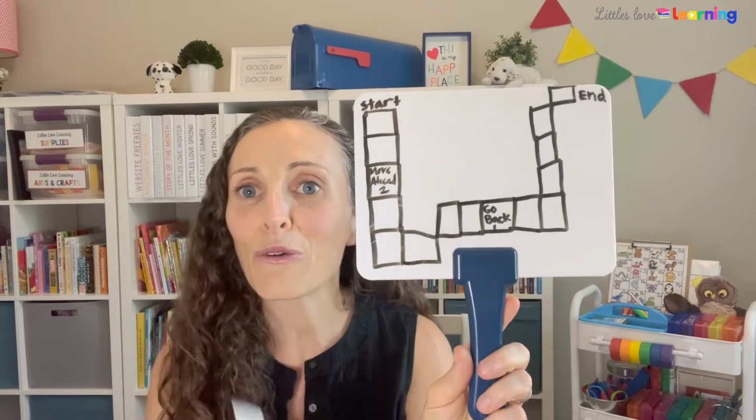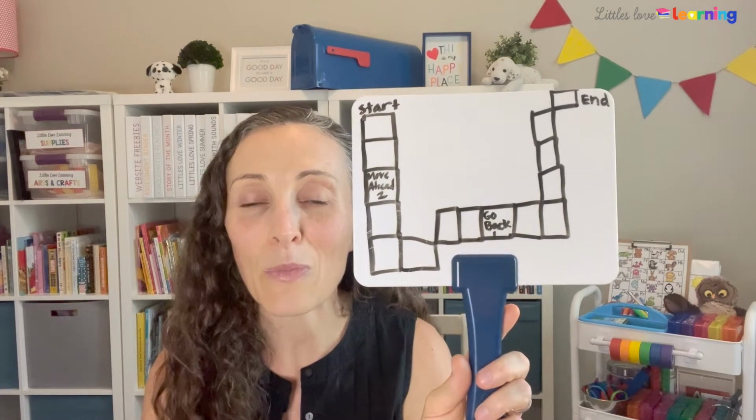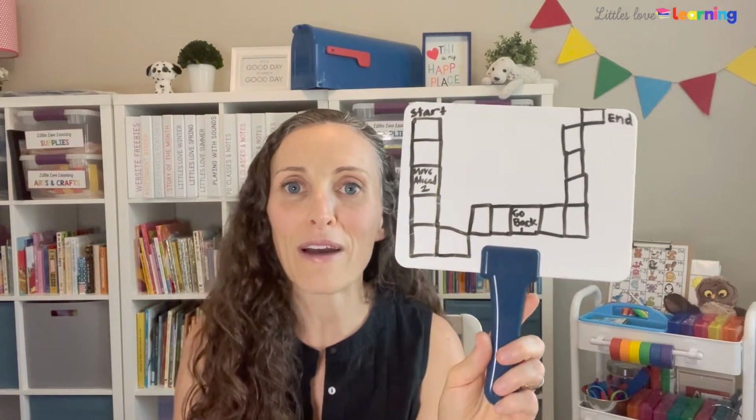So this is really great because you can use any blank game board. You could actually use a game board you have at home, like even a Candyland game board, something like that. But just turn it into a high frequency word game by having them read the word and then roll the dice and then have them move along the game board.